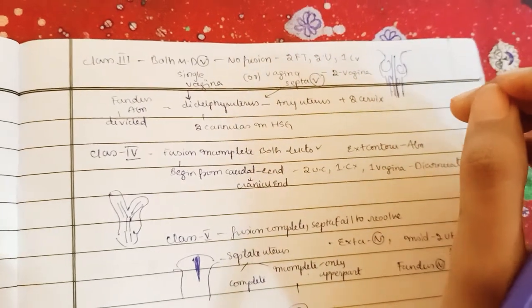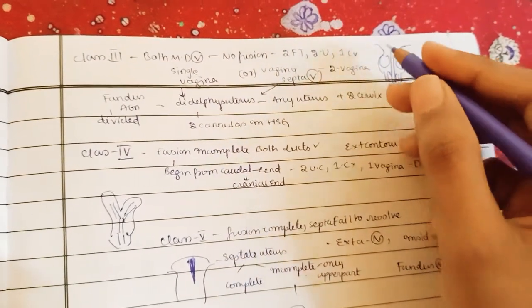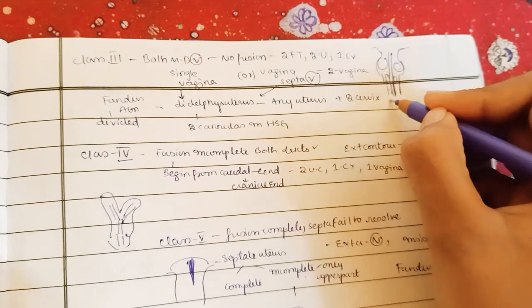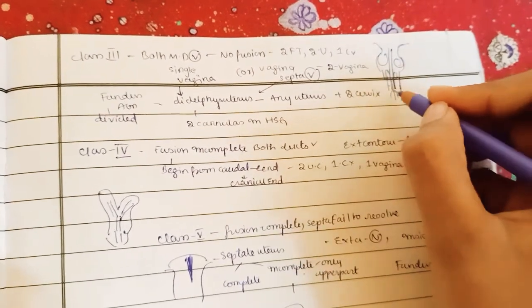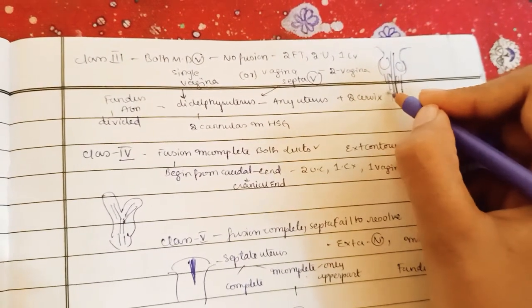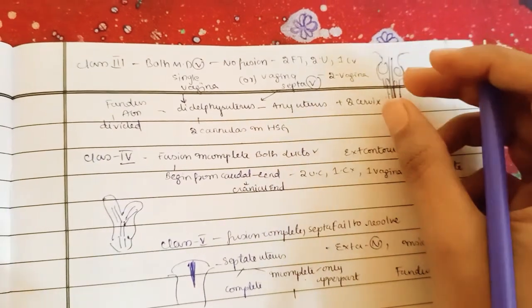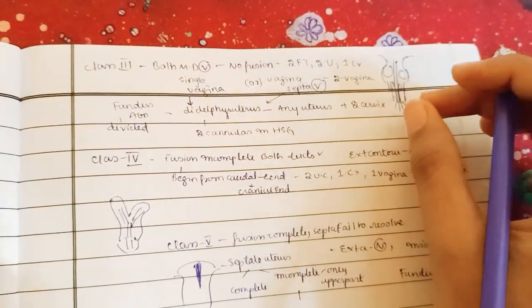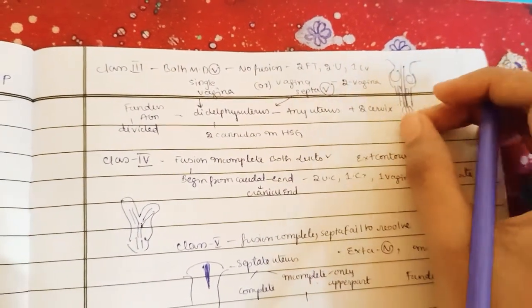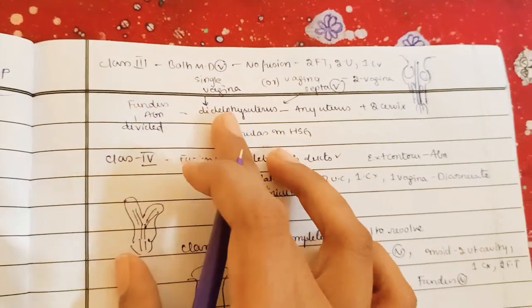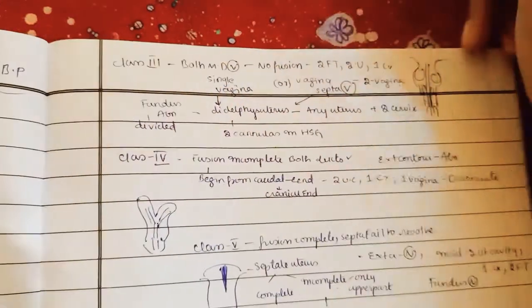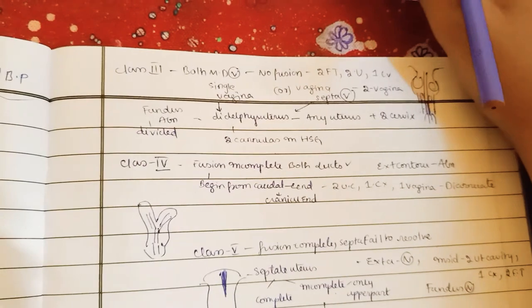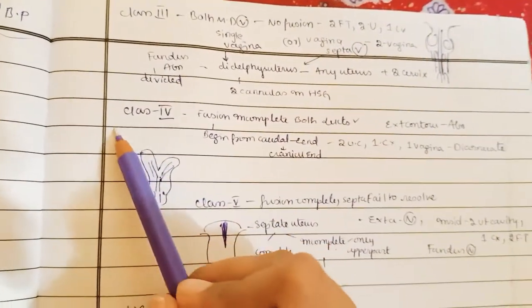So for this type of investigation in HSG, you need to put two cannulas, because you have two vagina, two cervix, so you need to send two cannulas. So whenever on an HSG you see two cannulas, then you can say it is a didelphic uterus, okay. So now coming to class 4. You can see here class 4.